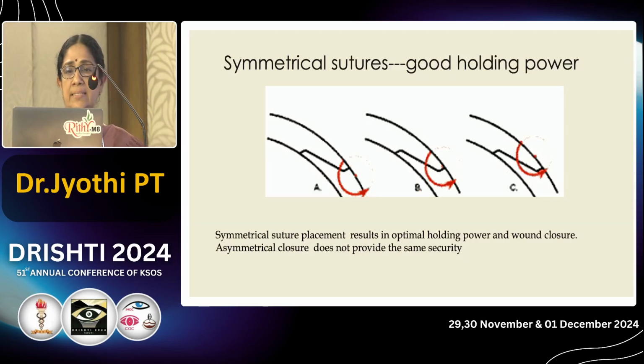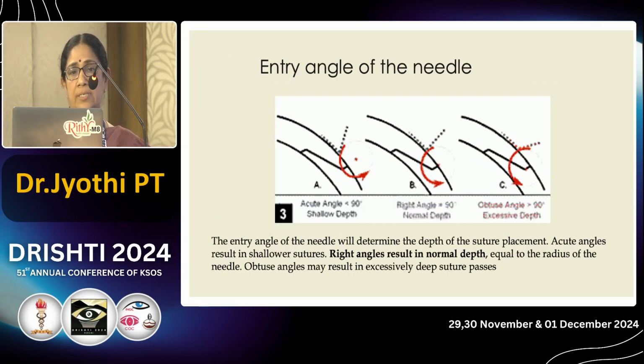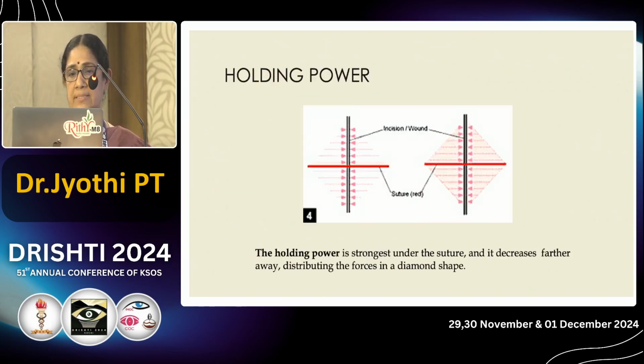Symmetrical suture, you can see the middle one is symmetrical. It has a very good holding power, whereas asymmetrical sutures do not provide the same security. Similarly, the entry angle of the needle should be perpendicular to the wound. Right angles result in normal depth, whereas an acute angle results in shallow depth, and an obtuse angle can result in excessively deep suture passes.